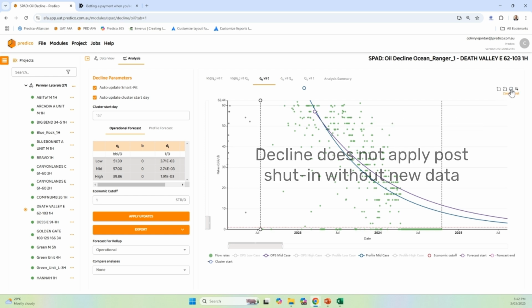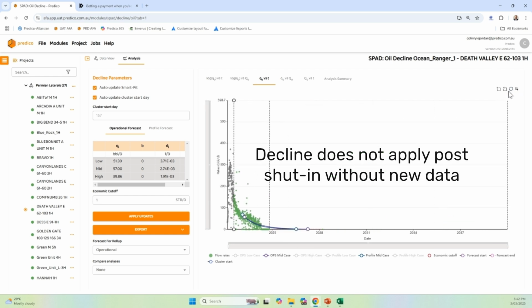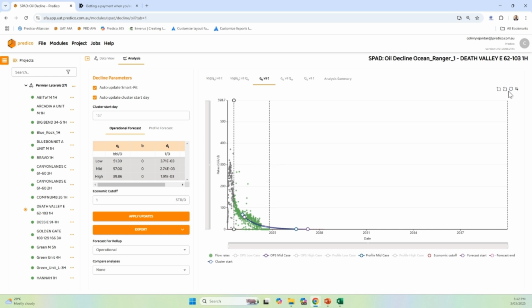However, decline is not meant for making predictions post shut-in or predictions including compression for gas, intervention for oil wells, etc. So let's take a look at oil RTA and see what happened.